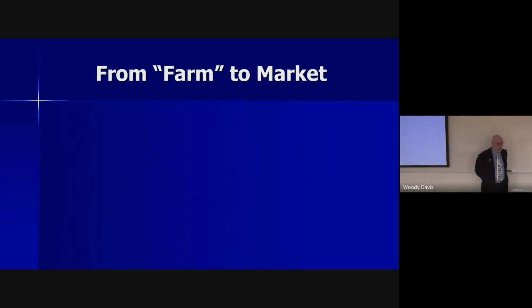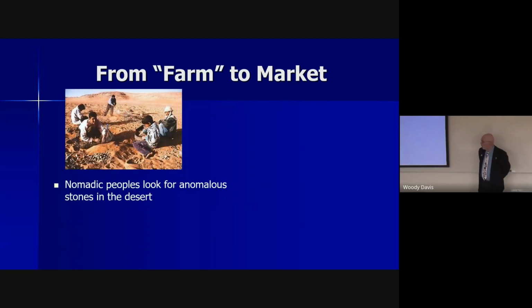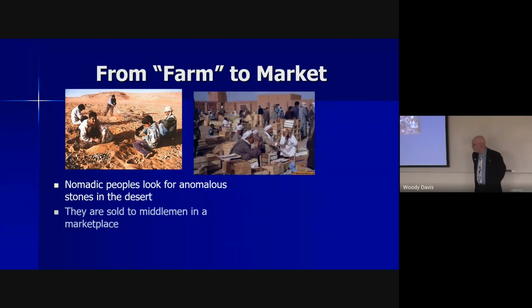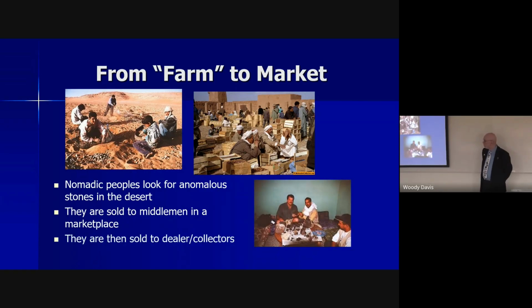So how do these get here? Or at least get to a humble person like me who is a gatherer, not a hunter? Well, nomadic peoples know that there's a market for these things. So they look for anomalous stones in the desert. Then they're sold to middlemen in a marketplace, and that happens maybe more than once. And eventually they are sold to dealer collectors.